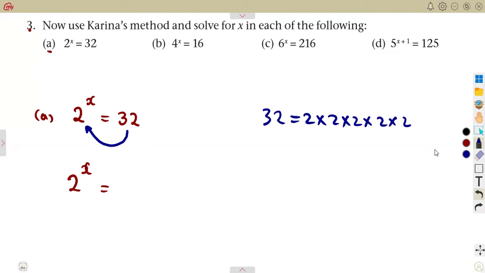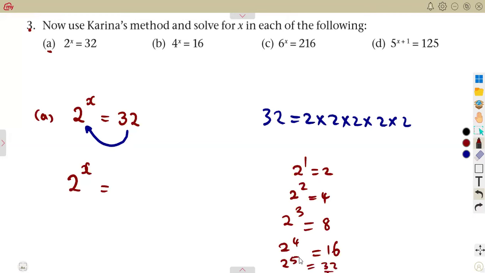If you do not understand, just take your calculator. 2 to the exponent of 1, that's a 2. 2 to the exponent of 2, that's a 4. 2 to the exponent of 3, from your calculator, you see, until you get a number that is equal to 32. It's on 2 to the exponent of 5. 2 multiplying itself 5 times.